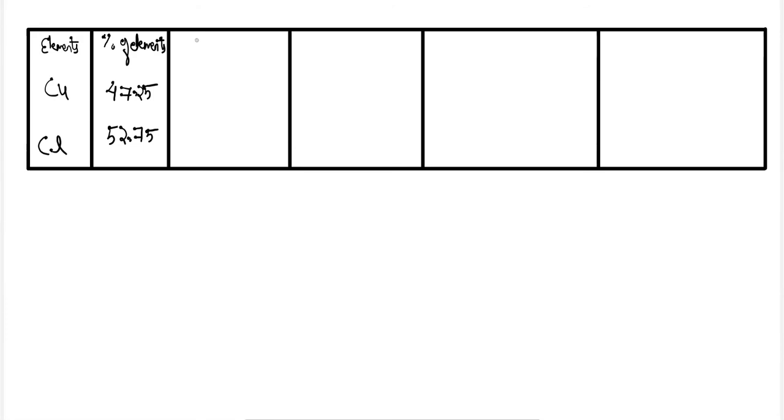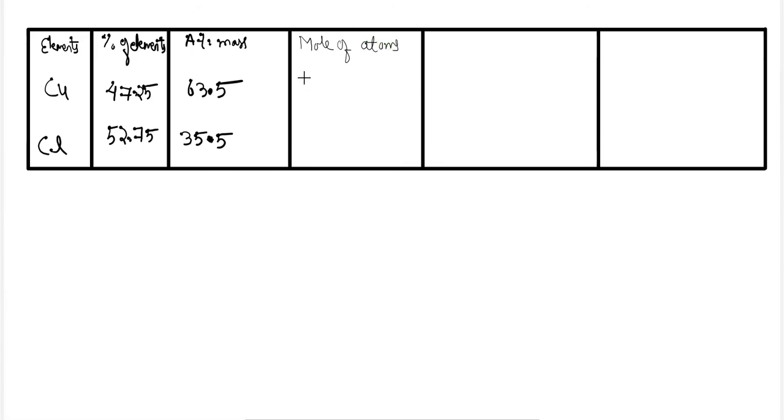Then after percentage of element, we have to find out the atomic mass. Atomic mass for copper is 63.5, and for chlorine it is 35.5. Okay, so let's move further and next calculate the mole of atoms.